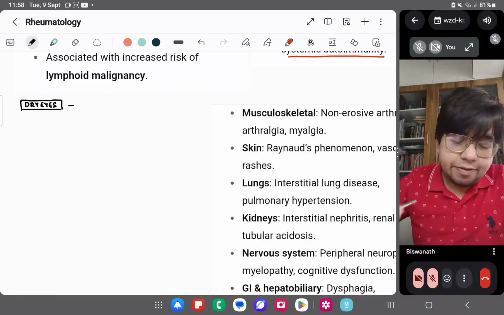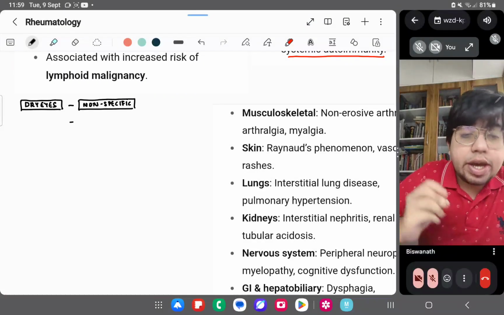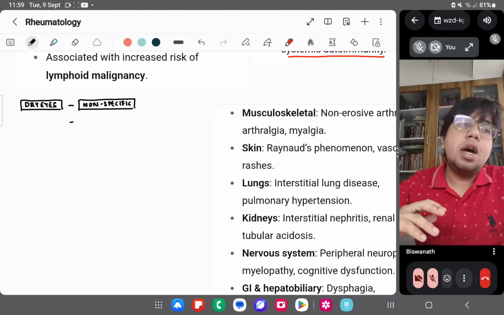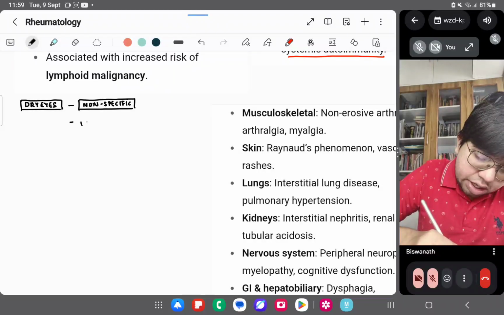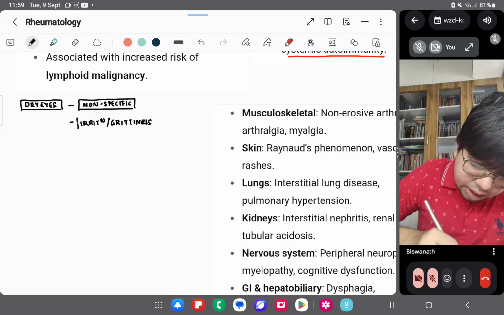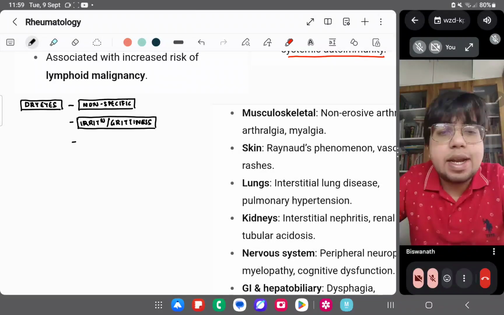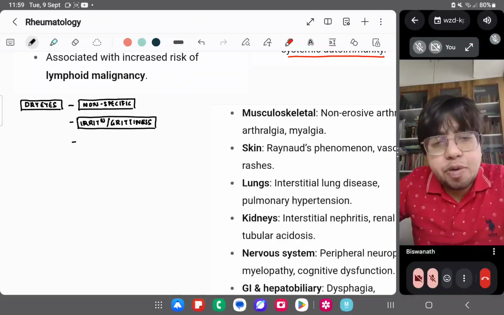Dry eyes are a non-specific finding. What are the findings? We have irritation, grittiness. You can say dryness or eye fatigue, right? Irritation and grittiness can be seen, and you can say that it is associated with meibomian gland dysfunction also.